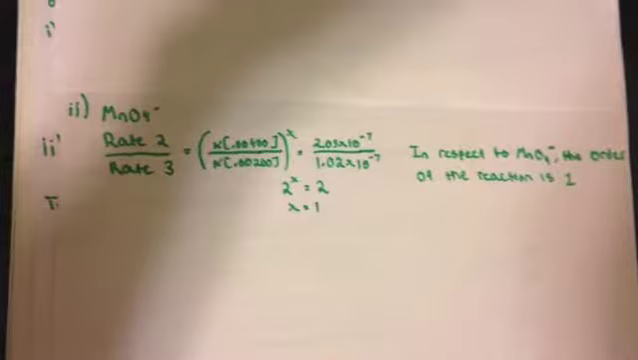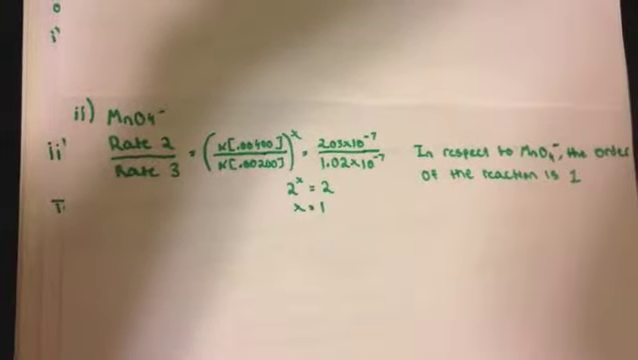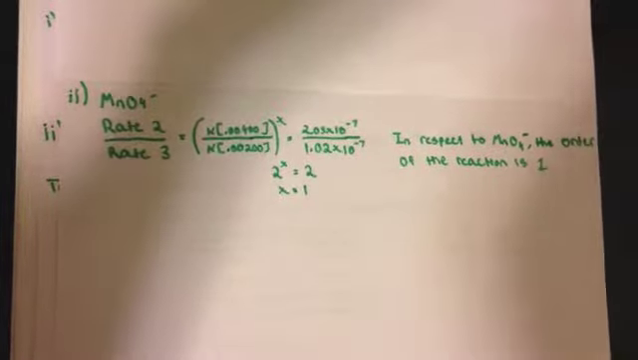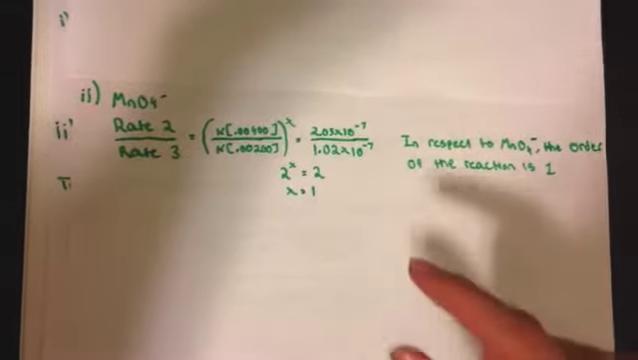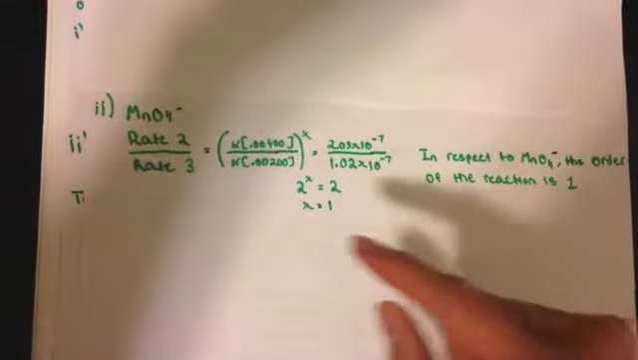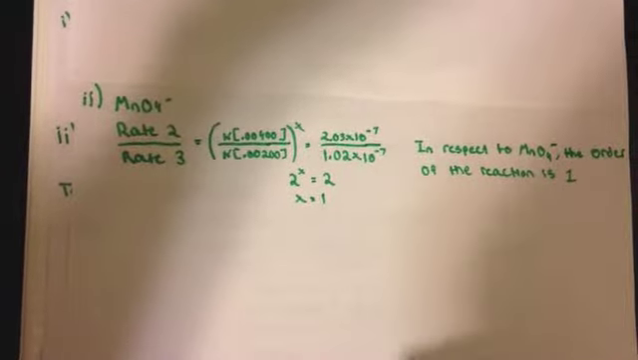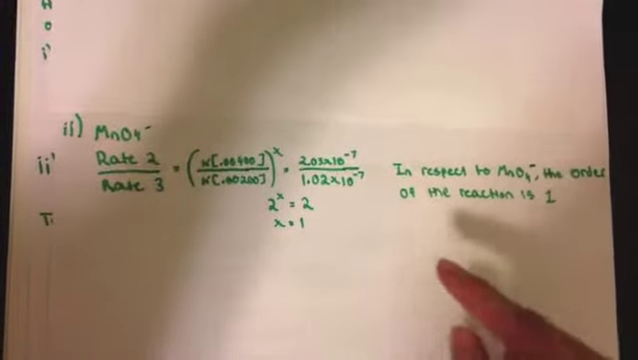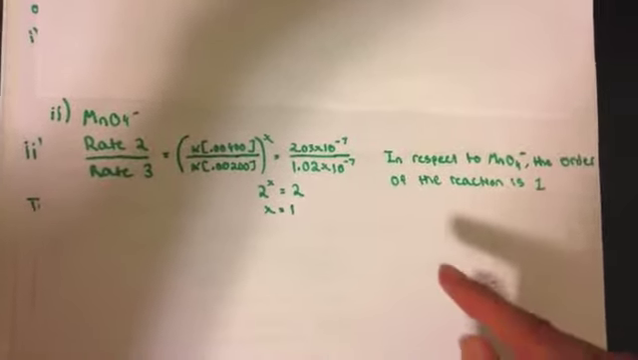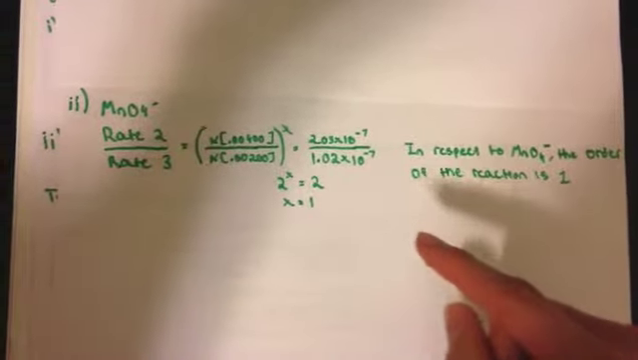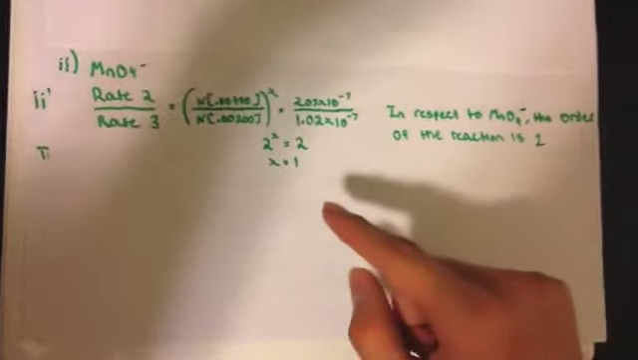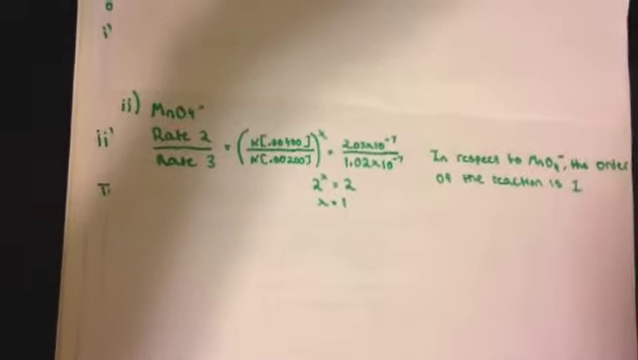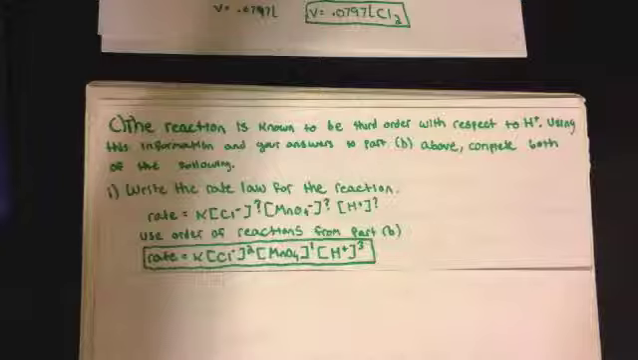For part 2 of B, we have to find the order of reaction for MnO4 minus. So I set trial 2 over trial 3, and we plug in the concentration of trial 2 over the concentration of trial 3 to the x power, and we set that equal to the rate of disappearance of trial 2 over the rate of disappearance from trial 3, and we get 2 to the x power is equal to 2. So 2 to the first power is going to be equal to 2. So with respect to MnO4 minus, the order of the reaction is 1.